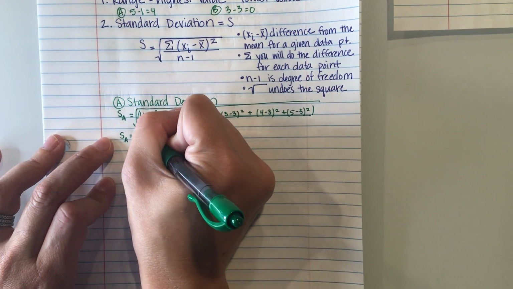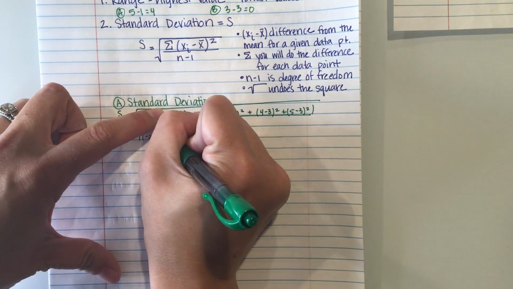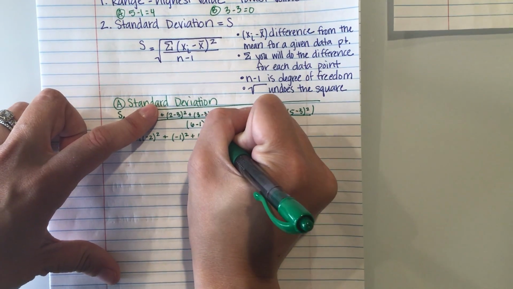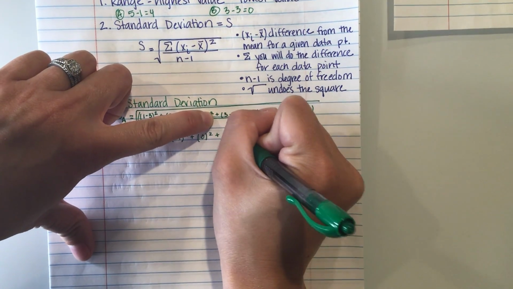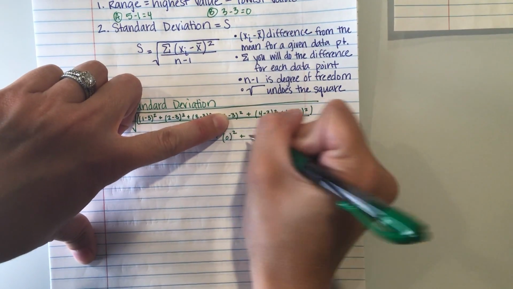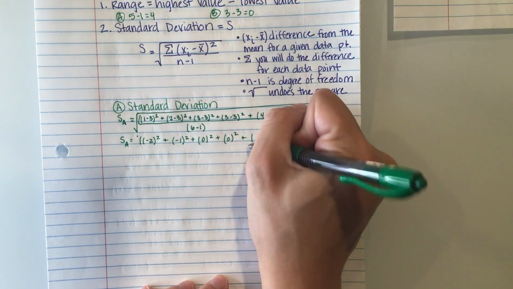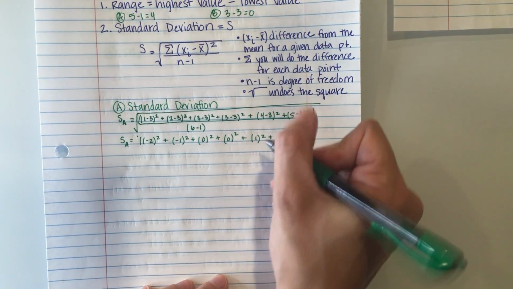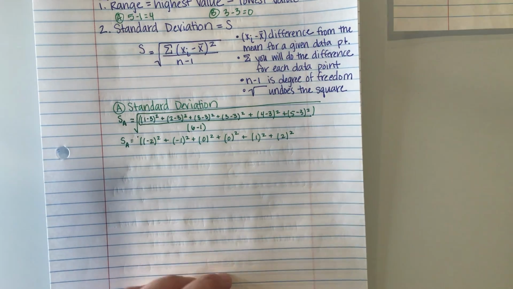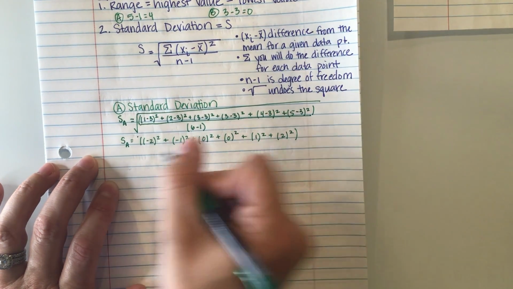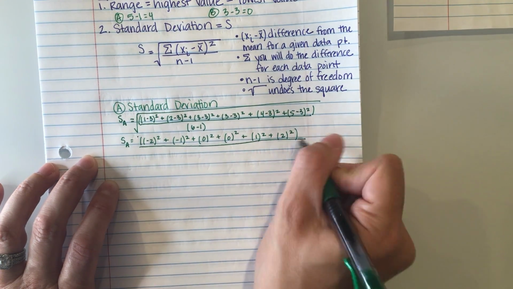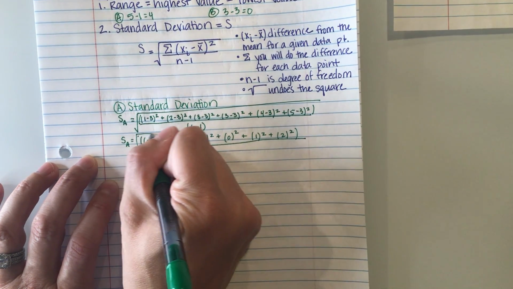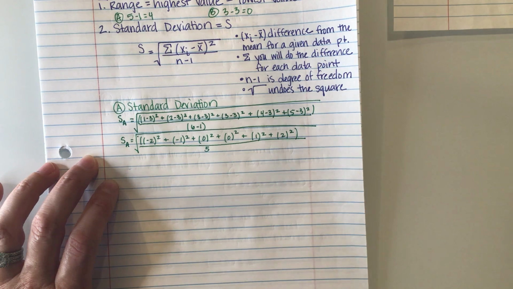Okay, so the standard deviation of group A then is going to be, I'll put my parentheses in, and I'm going to simplify. -2 squared plus -1 squared plus 0 squared plus 0 squared plus 1 squared plus 2 squared. This is all going to be in parentheses. And I'm going to divide it by 6 minus 1, which is 5. And I'm going to take the square root of this whole number.